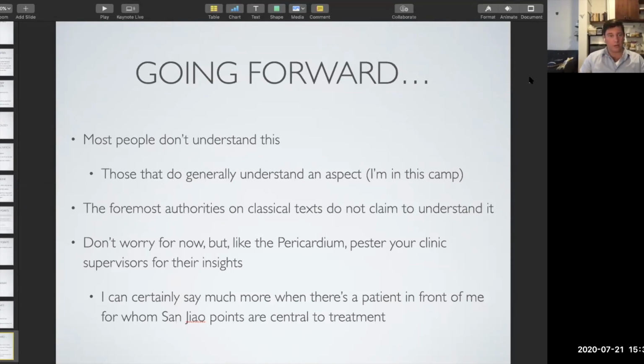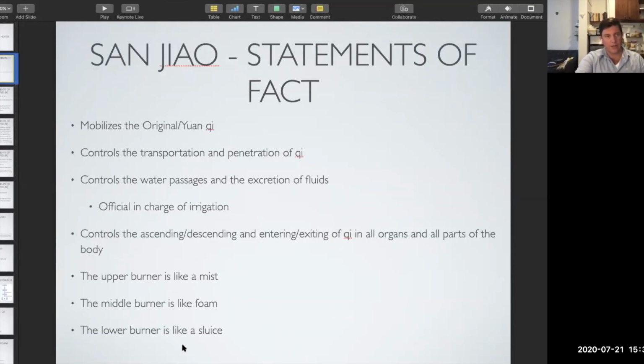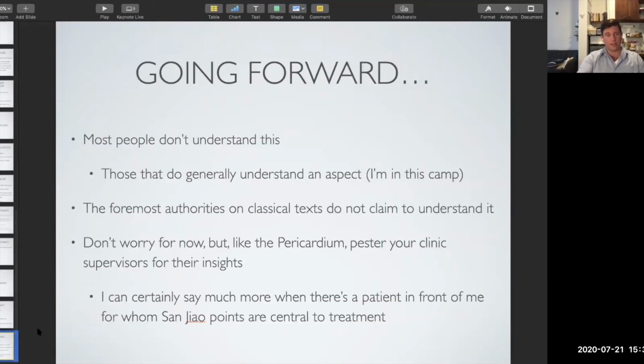And that's okay. And out of all this stuff, you have to memorize almost none of it. I want you to know the statements of fact on this page, and that's it. The rest of this you don't have to know. I need you to know these words. I would like you to know also the other words that are used. So maceration chamber and drainage ditch for the middle and lower Jiaos. That's about it. But I also want you, hopefully, to get curious about the Sanjiao.